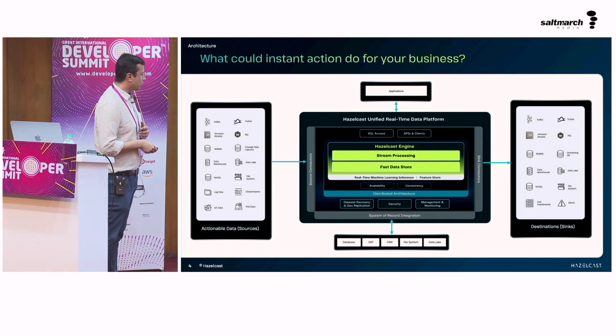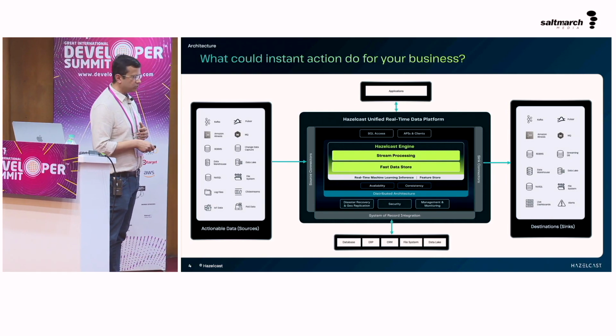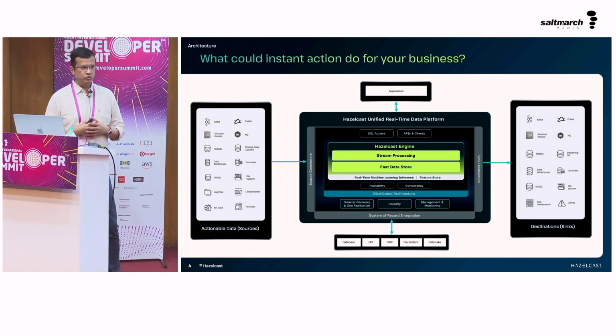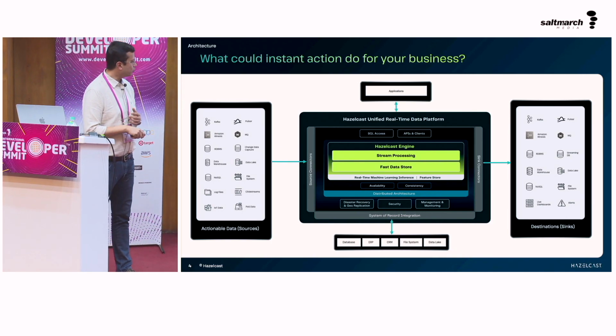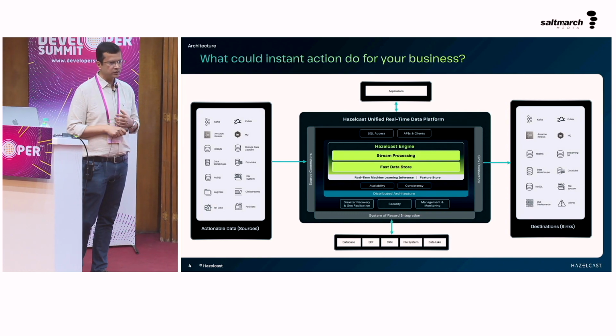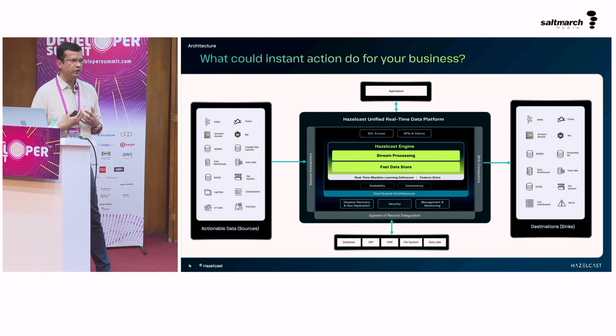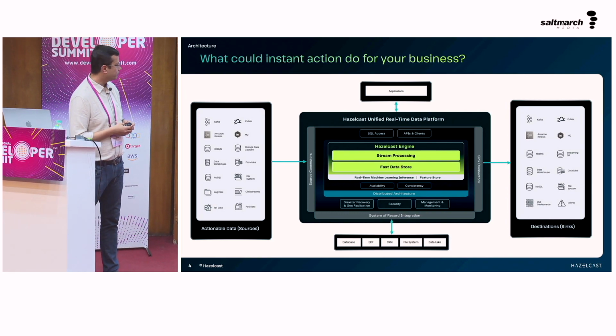And then of course we talk about our availability and consistency model. Users can choose whether they want to be available or they want to be consistent in the event of catastrophic failure.